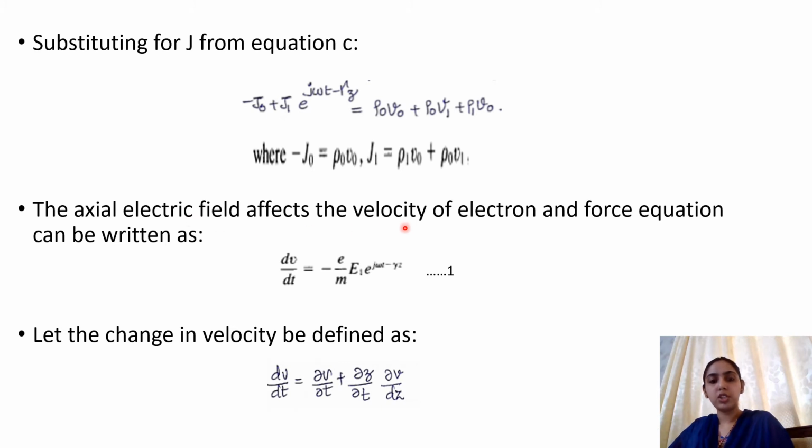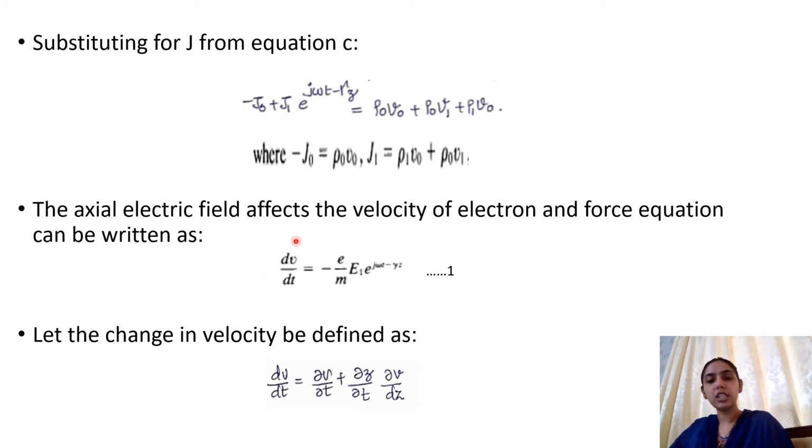The force equation due to the axial electric field. The axial electric field affects the velocity of the electron and the force acting on it could be expressed as such. This is equation 1. So force could be expressed as mass into acceleration dV by dt is equal to minus of e into E. E we have written as E1 e raised to j omega t minus gamma Z. Let this be our first equation.